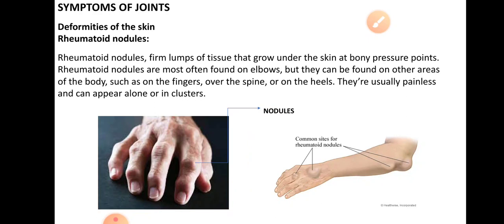Next is deformities of the skin, which include rheumatoid nodules. Rheumatoid nodules are firm lumps of tissue that grow under the skin at bony pressure points. Rheumatoid nodules are most often found on elbows, but they can be found on other areas of the body, such as on the fingers, over the spine, or on the heels. They are usually painless and can appear alone or in clusters. So in the pictures, you can clearly observe the nodules on the hand and on the elbow and also on the fingers.